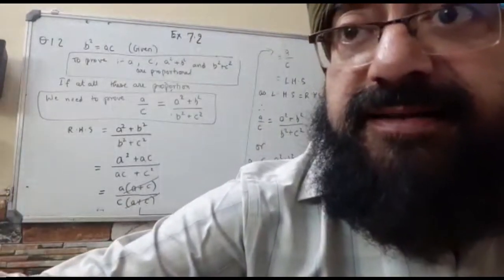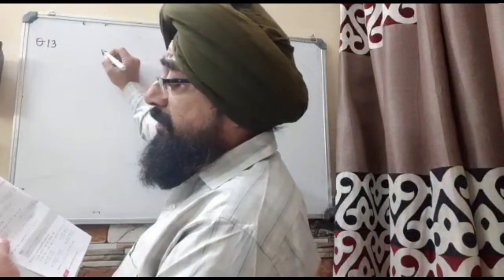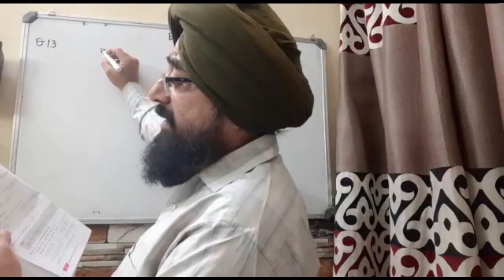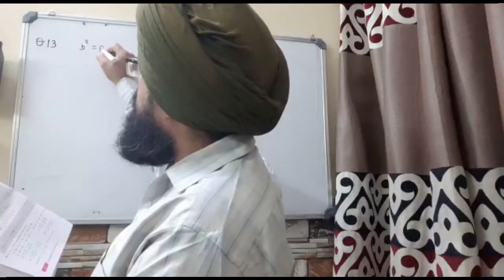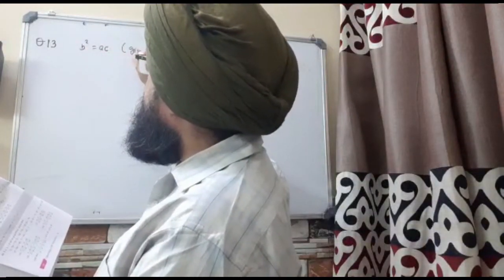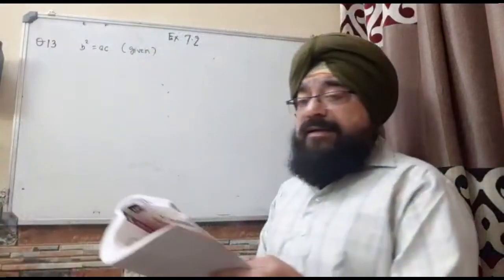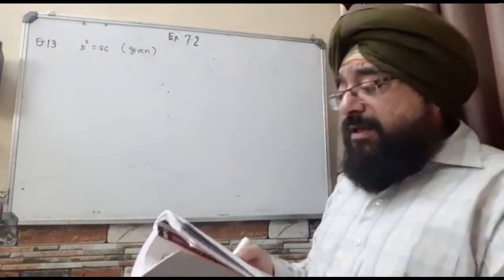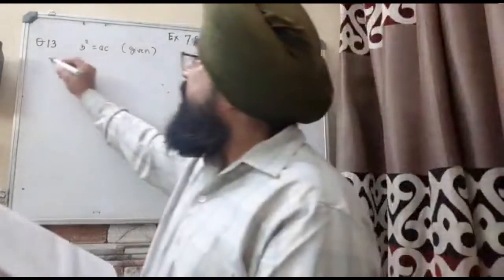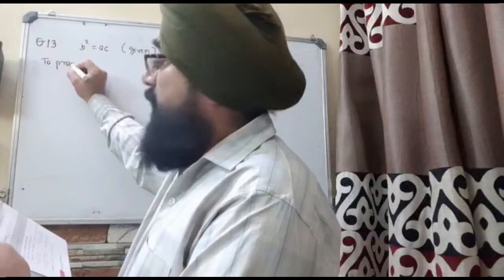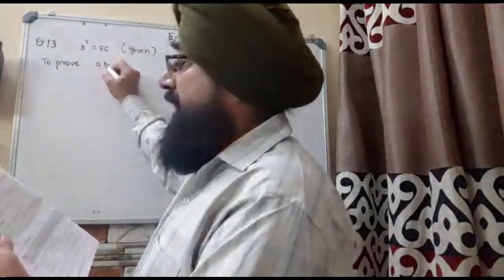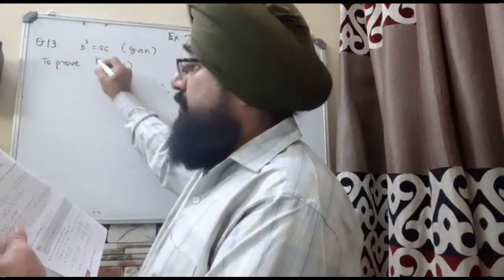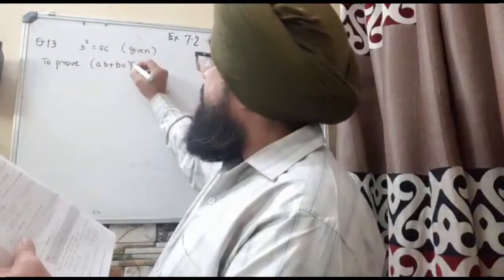Hope you understand this. Your question number 13 from exercise 7.2, which is: if B is the mean proportion between A and C, again that means B square is equal to AC, because it is given that B is the mean proportion between A and C. You need to prove, what we need to prove, that AB plus BC is the mean proportion.